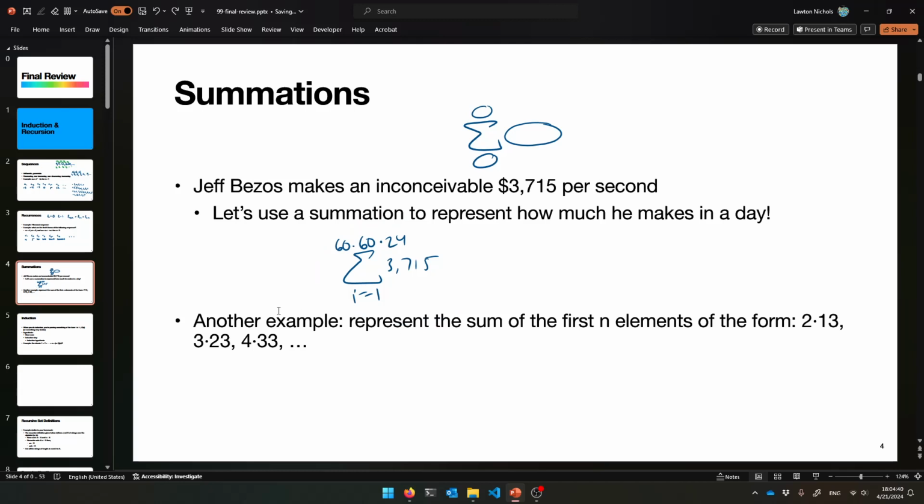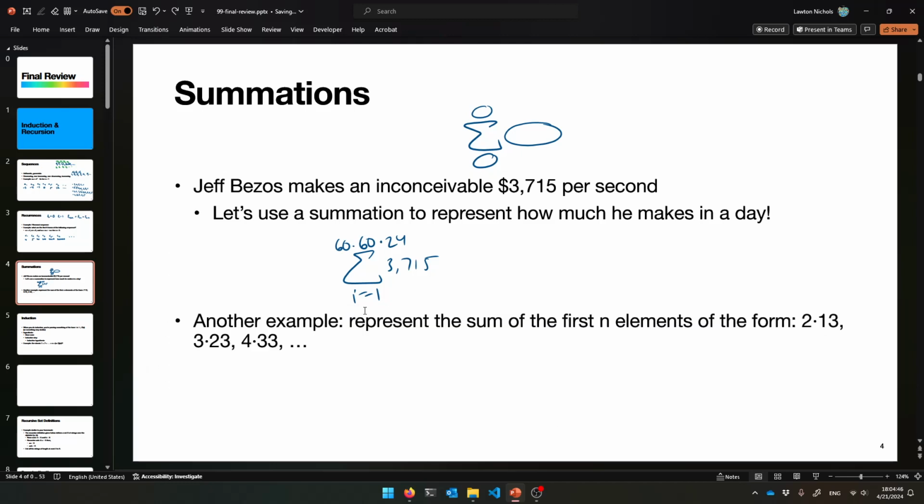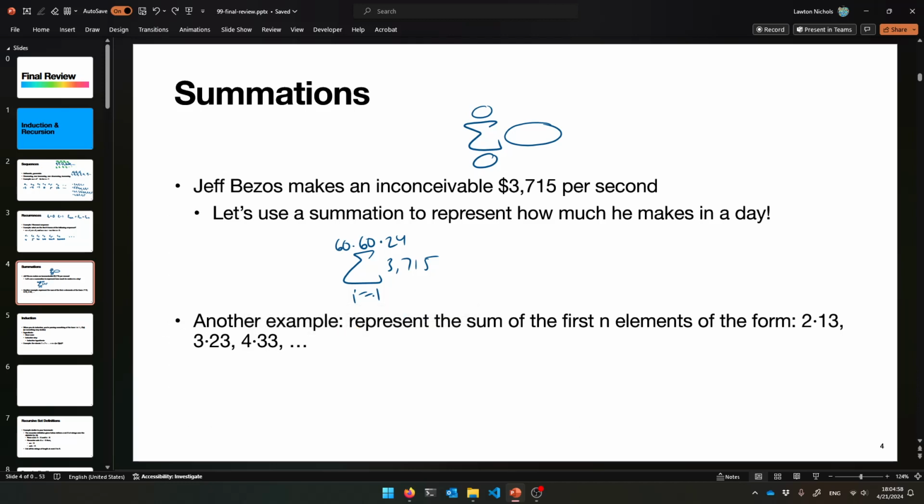Hopefully he gives us some. So yeah, that's our summation example. Let's do another one that's slightly more interesting. Let's represent the sum of the first n elements that look like this. The first one is 2 times 1^3, then 3 times 2^3, then 4 times 3^3. So do you kind of see how these are working? What would the next one be?